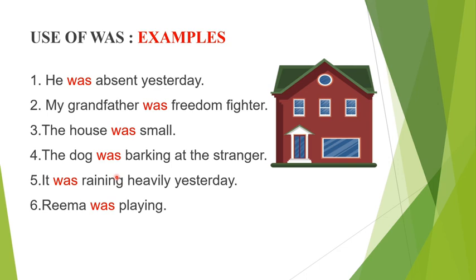Now it is not barking. Okay, now it is not raining. Now Rima is not playing, but she was playing. Okay, Rima was playing. So with the past tense sentences we use was, and was is used with singular noun and singular pronoun. And what pronoun? First person and third person. Am I clear till here?